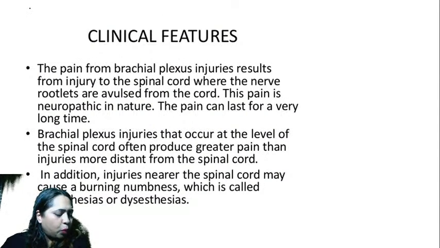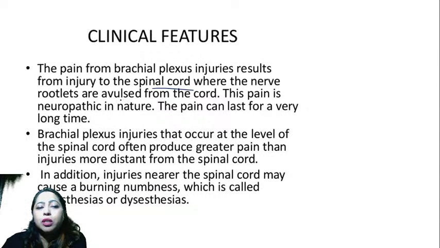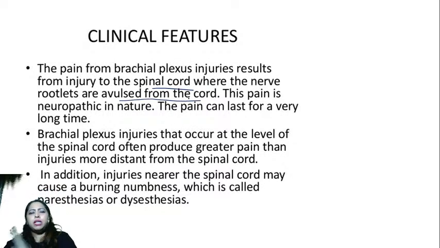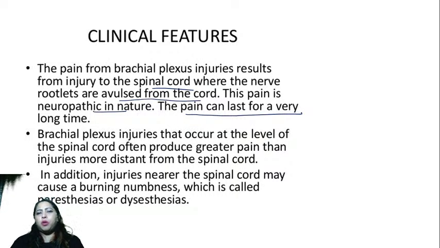What are the clinical features that you can see from the fall? That is, injury to the spinal cord, where the nerve rootlets are avulsed from the cord itself. Now you can say that pain is neuropathic. Pain can last for a very, very long time. All these spinal cord injuries, pain lasts for a very long time. Brachial plexus injuries occur at the level of spinal cord. It is just like plucking the plant from its soil. The entire root is pulled out.